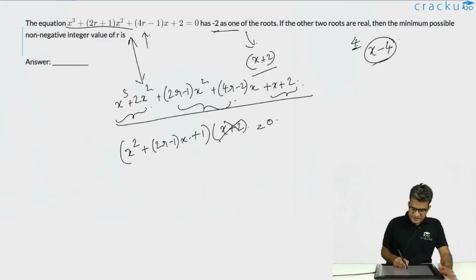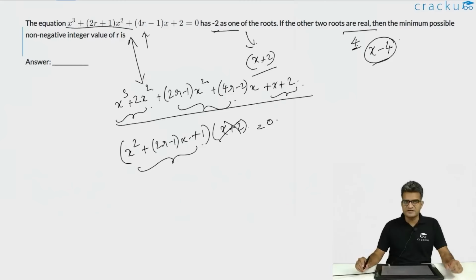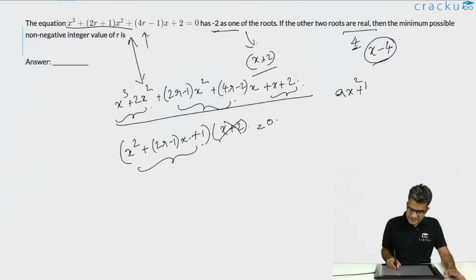We already know that x plus 2 is a factor because minus 2 is a root of the given polynomial. We are told that the other two roots are real. This would imply that the roots of this given quadratic equation are real. If the roots of any given quadratic equation, which is of the form ax square plus bx plus c is equal to 0, are real, it would imply that the discriminant, which is equal to b square minus 4ac, has to be greater than or equal to 0.